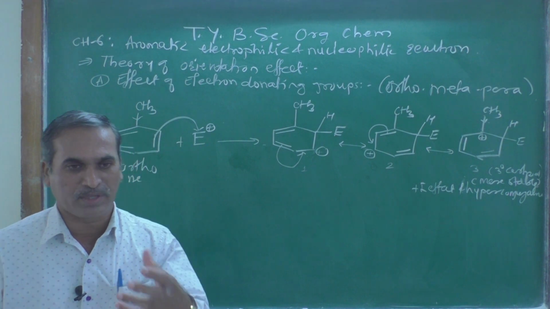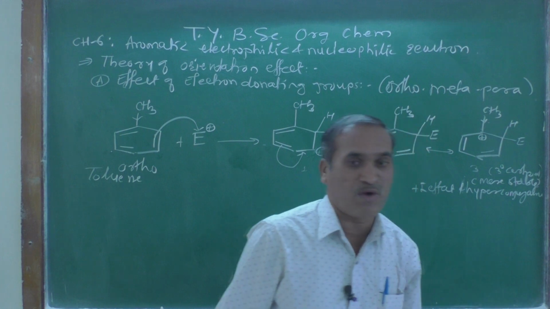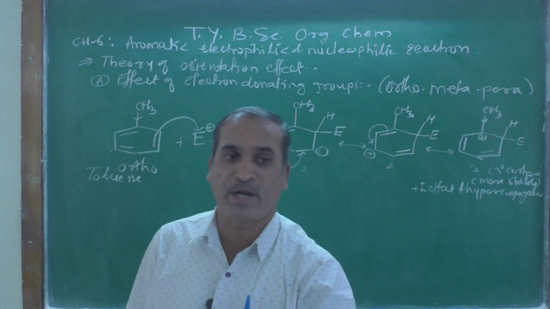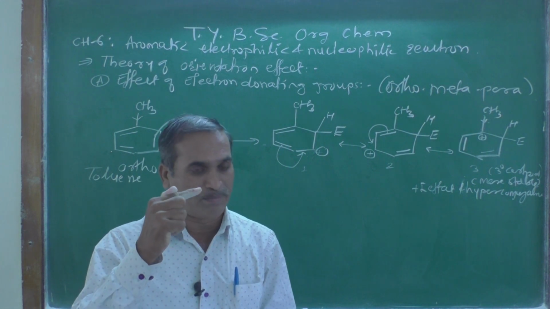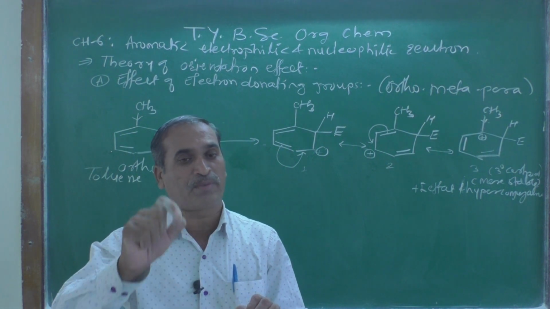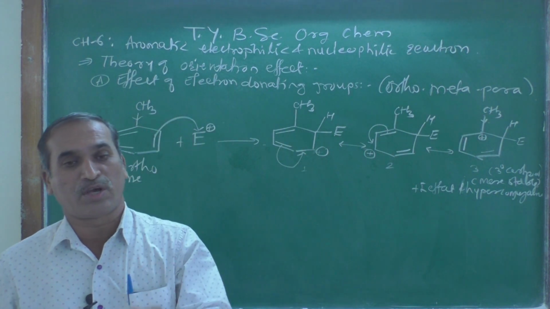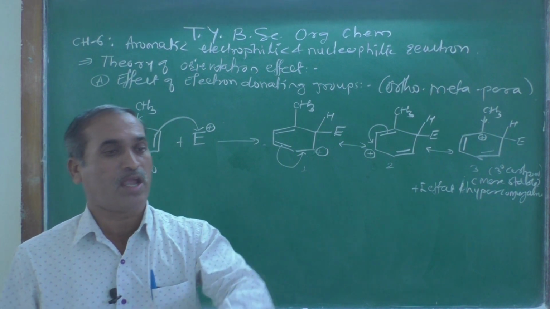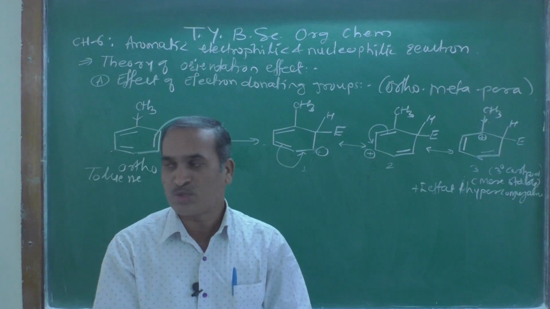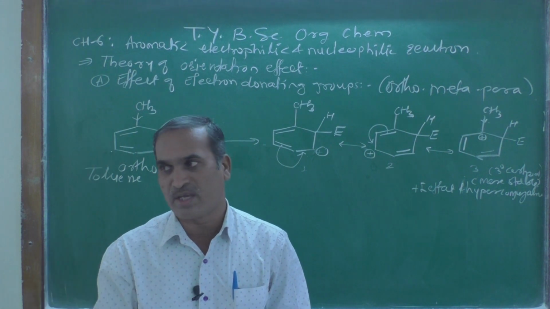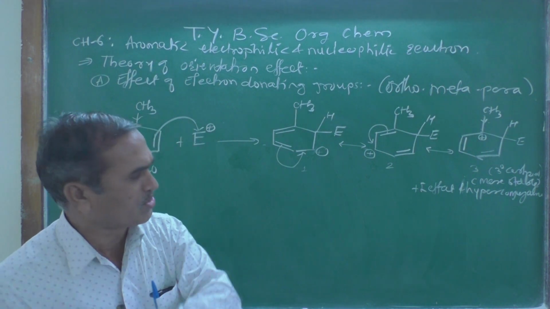Hyperconjugative effect depends upon the alpha hydrogen atoms, the number of alpha hydrogen atoms present over there, giving the number of hyperconjugative structures. There are 3 alpha hydrogen atoms, and therefore you can draw 3 hyperconjugative structures. In general, as the number of hyperconjugative structures goes on increasing, the stability of that molecule goes on increasing. That is the general rule.